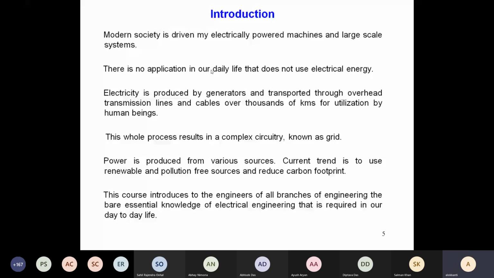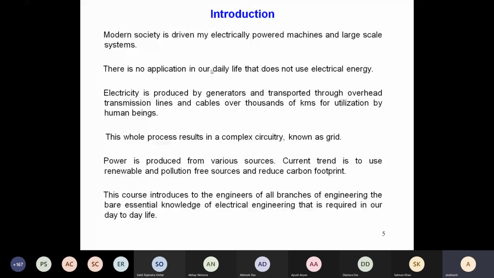Now, this power is produced from various sources. I will discuss the various sources. Now, the current trend is to use renewable and pollution-free sources and reduce the carbon footprint. Okay, that means power is being generated from many sources. So it is basically an energy conversion, that is, energy is converted from one form to another. But the current trend is to use renewable and pollution-free sources and reduce carbon footprint. Carbon footprint means burning of the carbon.